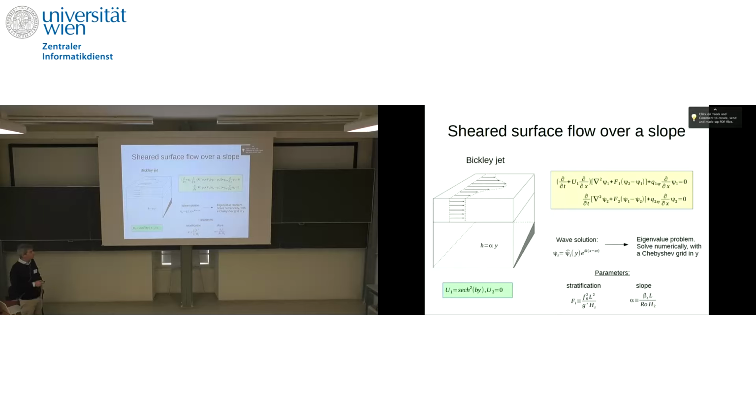What we do is put in a wave solution, and then we end up with an equation in y, which we have to solve numerically. Eventually I'll look at what happens when you put bumps in, and it gets too complicated to do this analytically, so we have to do this numerically. And the jet is this secant squared jet. This is what's called a Bickley jet, which is also used in a lot of stability studies.